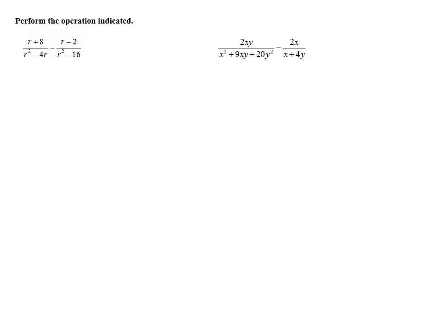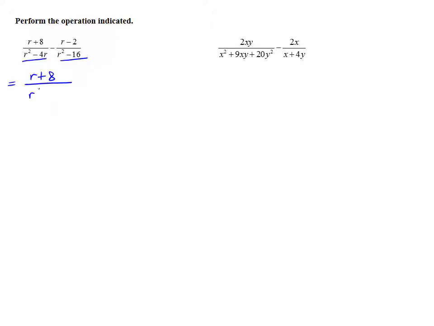Here are two more examples. Let's continue on by looking for common denominators. We don't have one in this first example. We have r plus 8 over r squared minus 4r, minus the fraction r minus 2 over r squared minus 16. We do not have a common denominator here, so we need to find one. So let's factor both denominators.